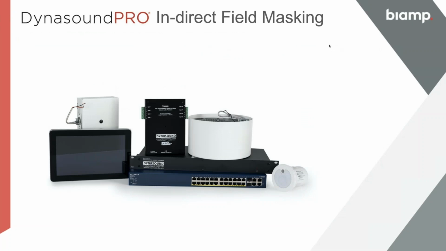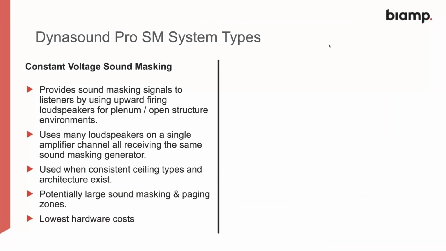Now, here is a system which we also offer, which is a completely different approach to the QT Pro system. It's called Dynasound Pro, and it's all about indirect field masking. The way we go about this is entirely different. This is a constant voltage sound masking system which provides signals to listeners by using an indirect system, by upward firing the loudspeakers into the plenum or the open structure environments. And we use this when consistent ceiling types and architecture exist as well.